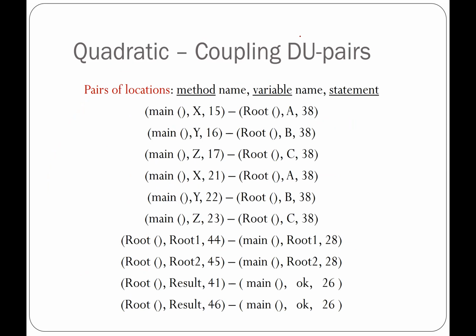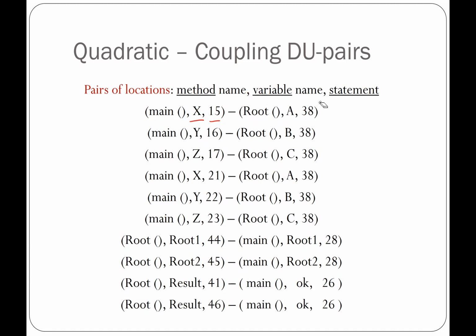Okay. And this is how I list the couplings of the DU pairs. I say the name of the function, the variable name, the line it was last defined at, and the name of the new function. X is going to be turned into an A, and then the line where it got used at.